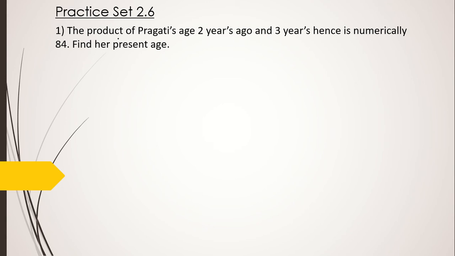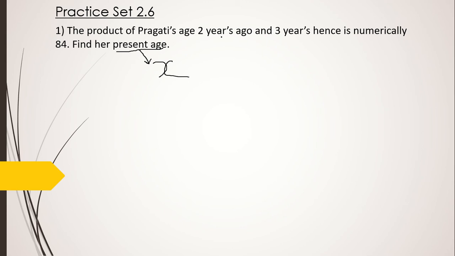The product of Pragati's age 2 years ago and 3 years hence is numerically 84. Find her present age. Now let's assume her present age to be x.